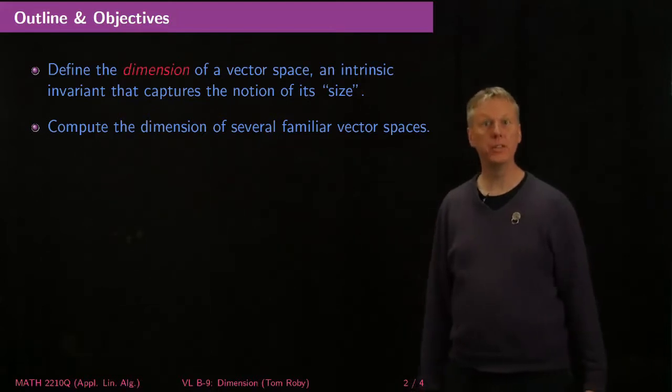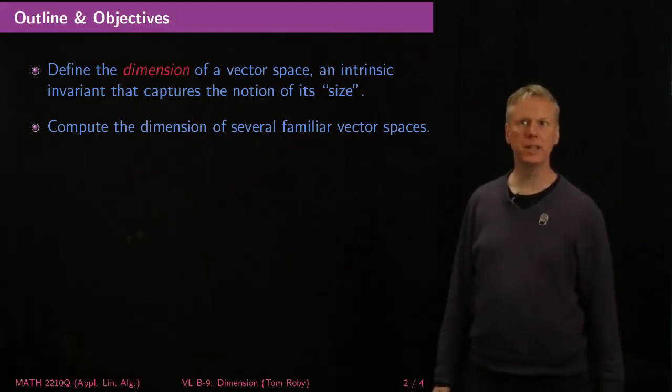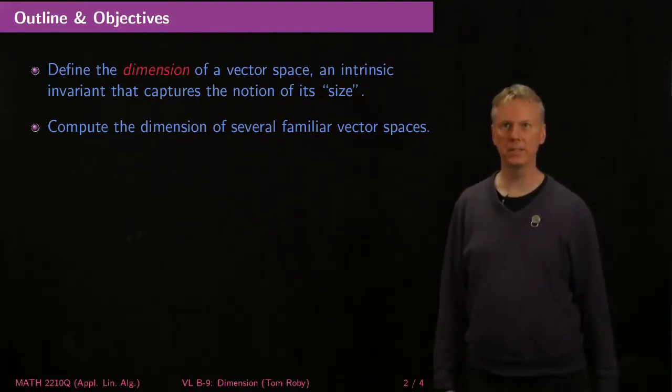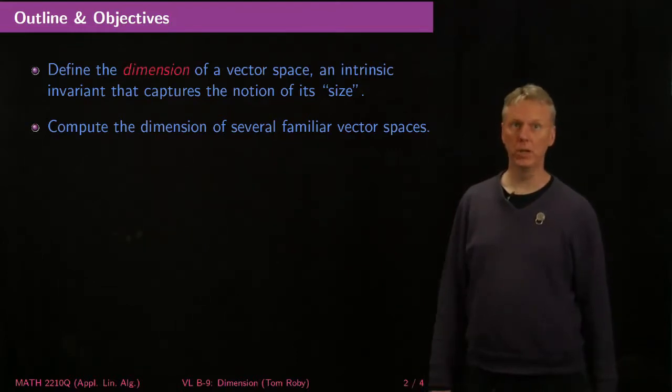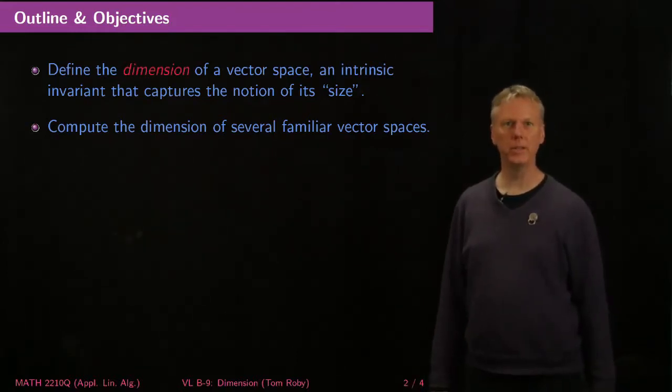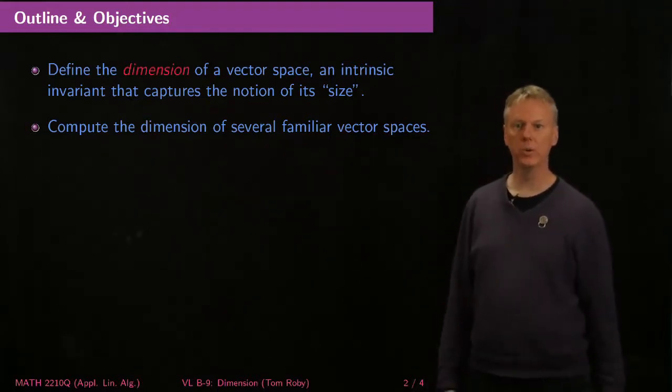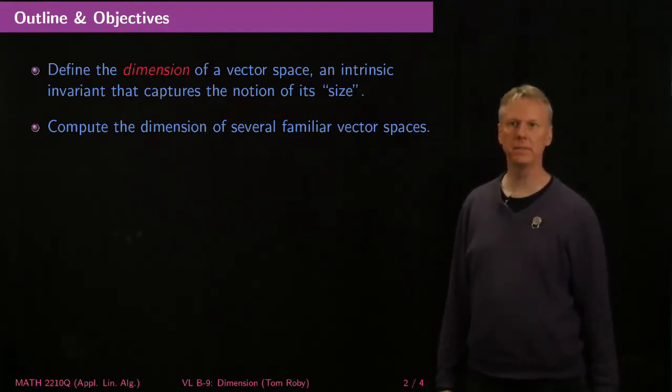We'll define the dimension of a vector space. It's an intrinsic invariant that captures the notion of its size. And then we'll compute the dimension of several familiar vector spaces. And just to maybe spoil the punchline, the dimension is really just the cardinality of a basis. So it's a very easy thing to define once we've shown some facts about bases.